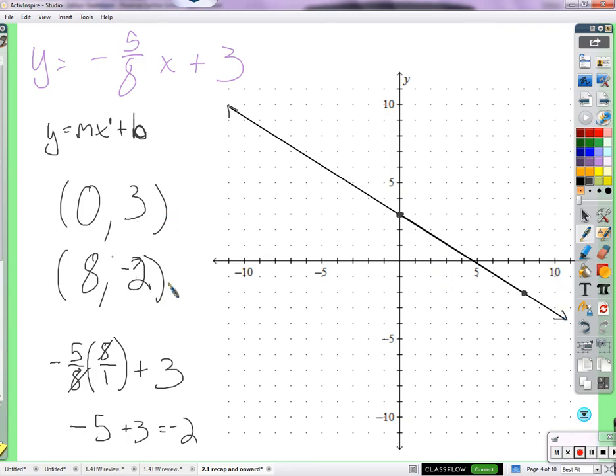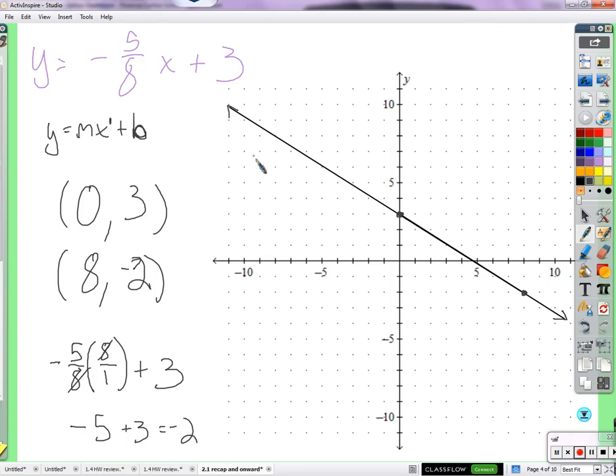So I can do all the work, I can plug those numbers in, but I could also say that if I were to plug in an 8, I know that I would cancel out this denominator, it would just leave me with negative 5, and I'd go down 5 from where I was at 3, right? So I could go over 8, boom, boom, boom, boom, boom, 8, down 1, 2, 3, 4, 5, and there I am, at 8, negative 2. Over 8, and down 5. Because it's negative. Right? It's like driving in reverse.